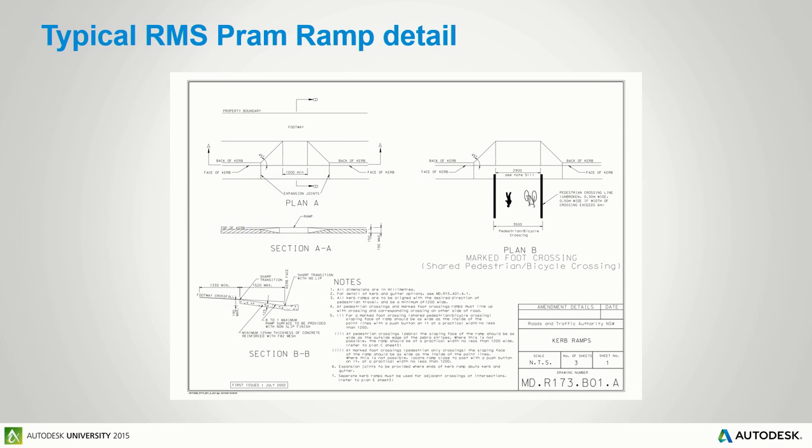This is a typical pram ramp detail that we'll be looking at. Once again, RMS, I don't think I explained that before. That's the Roads and Maritime Services. That's a state government authority for New South Wales in Australia. So these are the guys that call the shots. So we've got to do what they say.